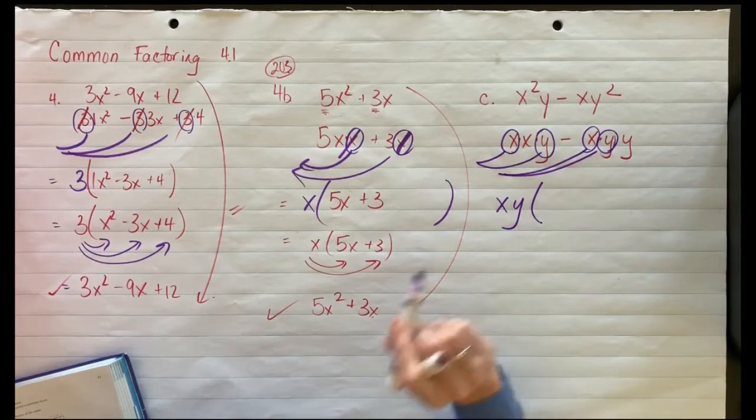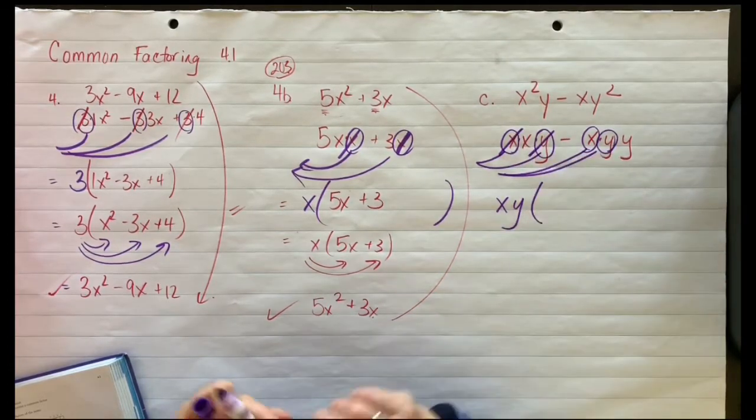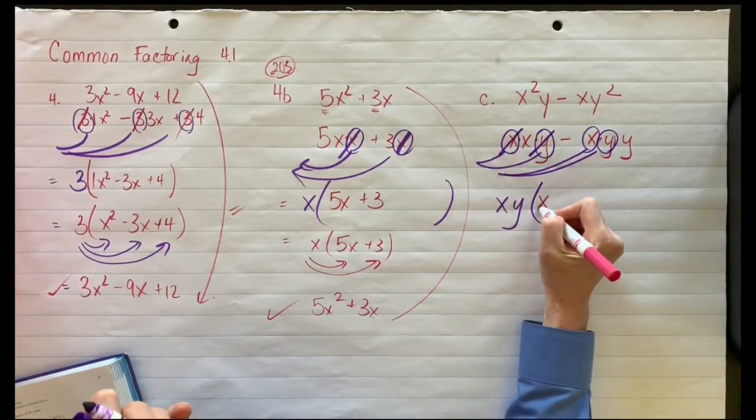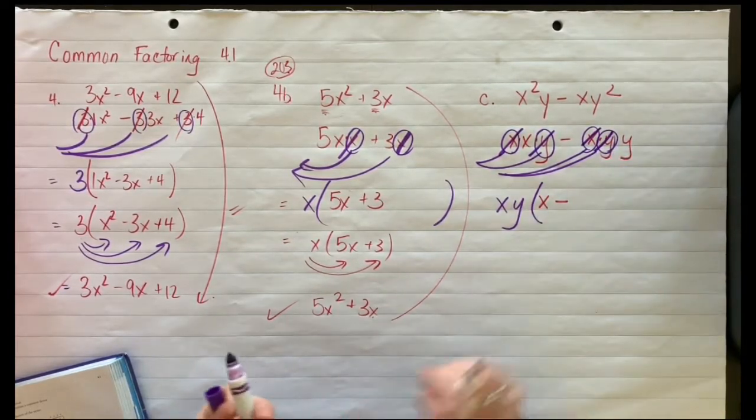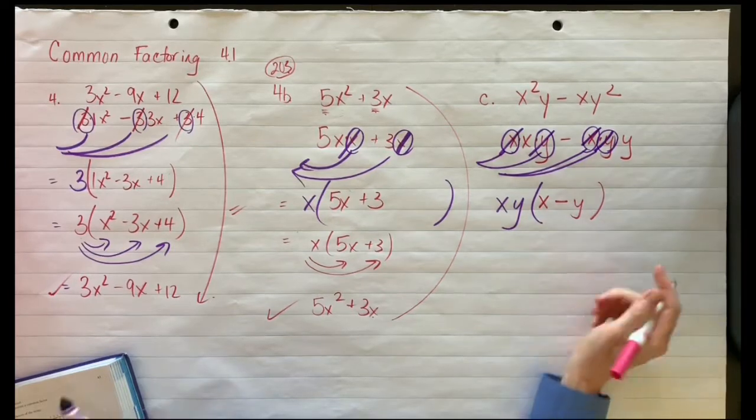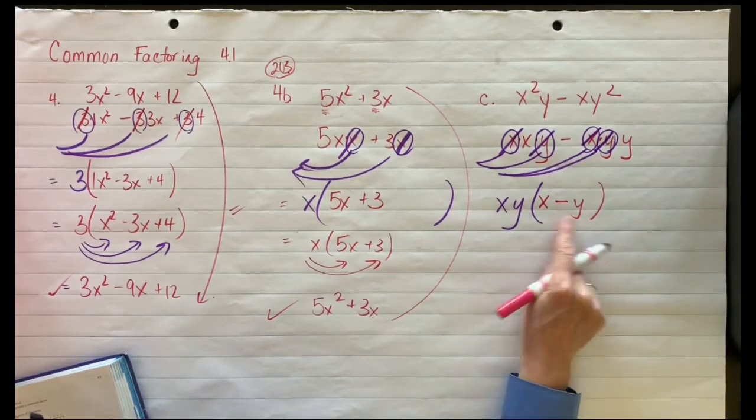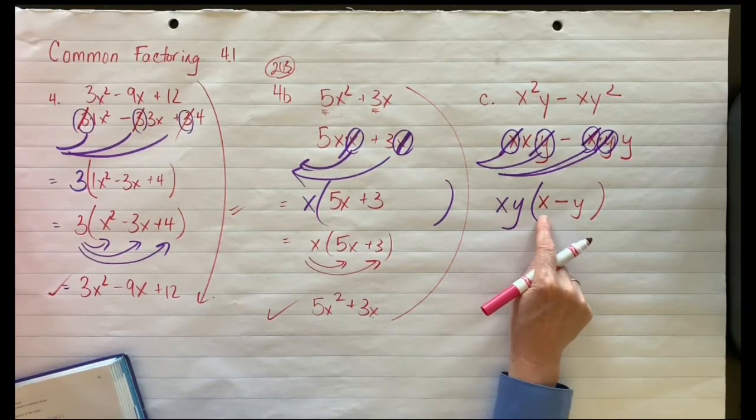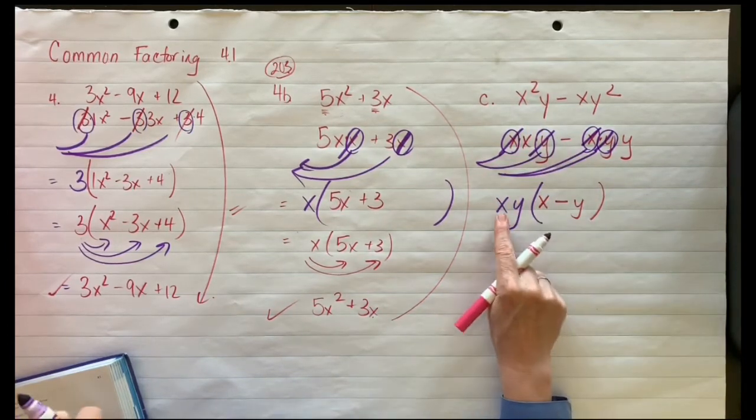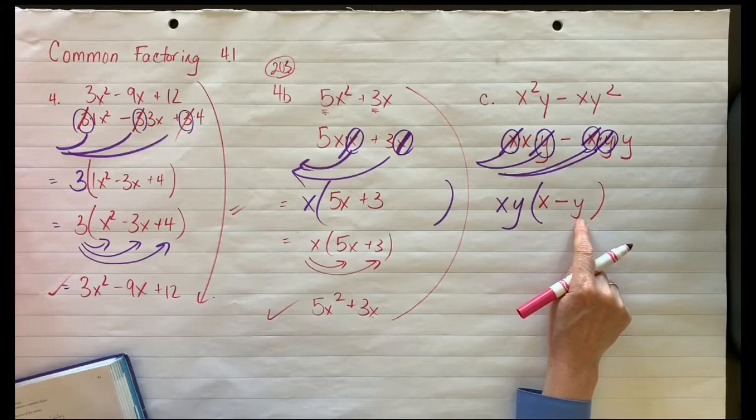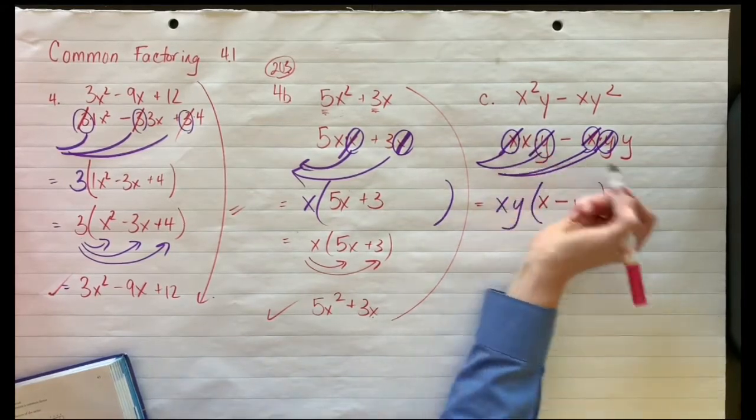What am I left with after I pull out xy? Well, I'm left with x minus y, since they've been factored and pulled out in front. And just in my head, when I use the distributive property and multiply those, I get x squared y minus xy squared. So I know that that is the correct answer.